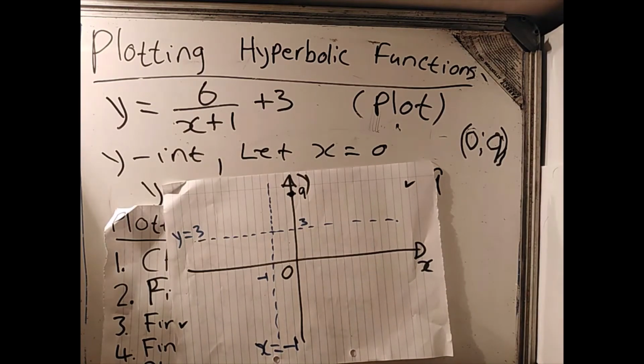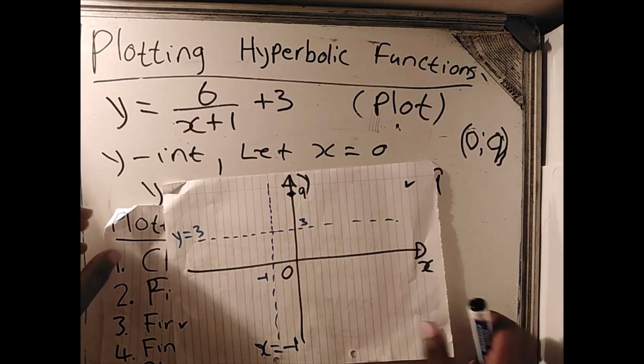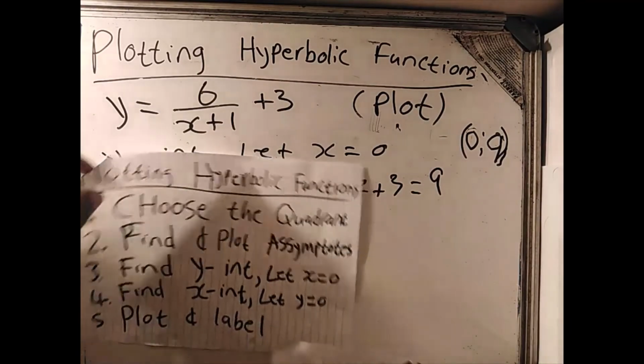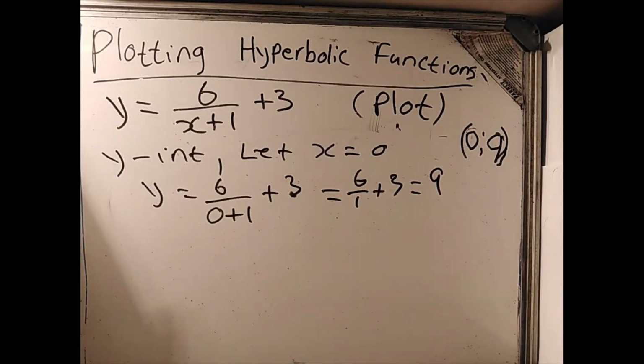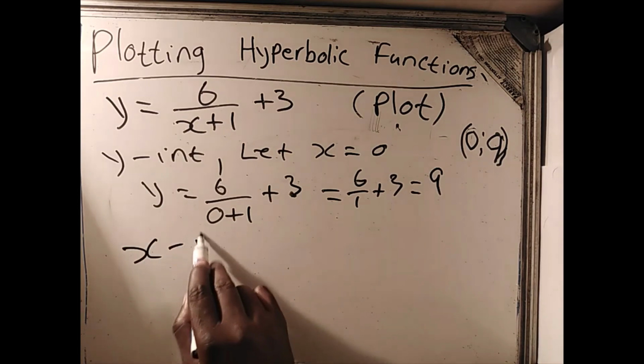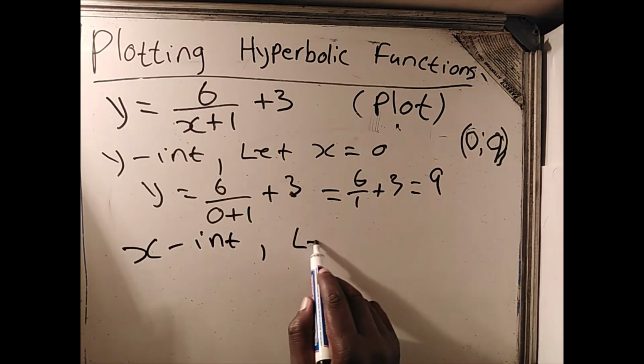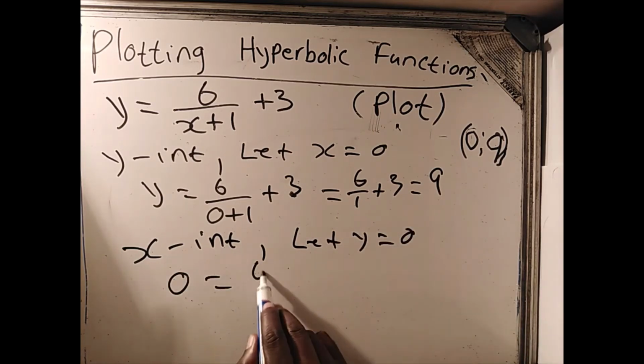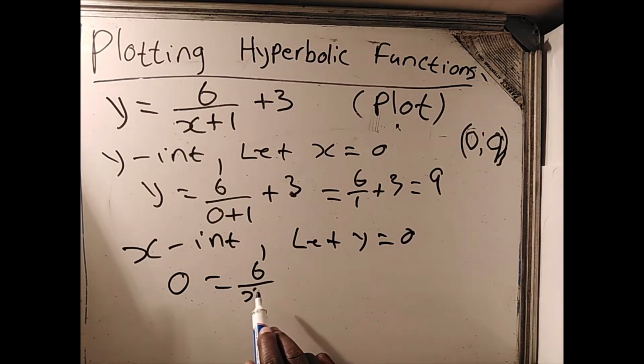Now we are going to go to the next step. What is the next step? The next step is to find the x-intercept. Okay, let's find the x-intercept. How do you find it? You let y be equal to 0. So 0 is equal to 6 over x plus 1, plus 3. So what happens?